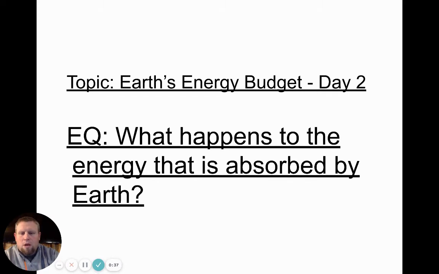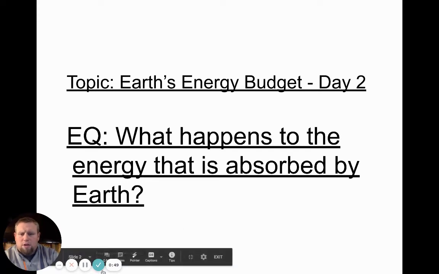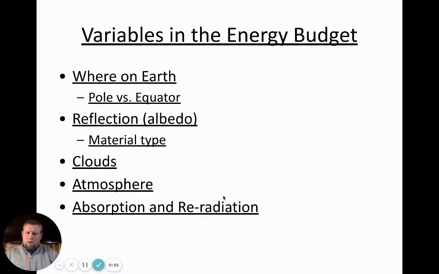So that is what we're going to be looking at in more detail today, as we know that some energy is reflected by Earth and we know that some energy is absorbed by Earth. And so our question today is what happens to that energy that gets absorbed? And so we're going to first start with a little review of some of the variables or the factors that affect Earth's energy budget.